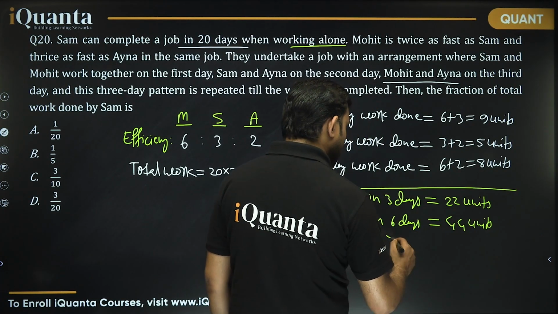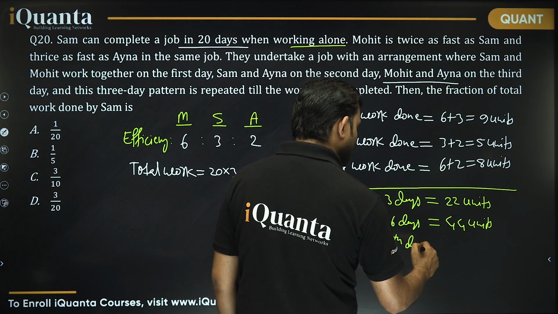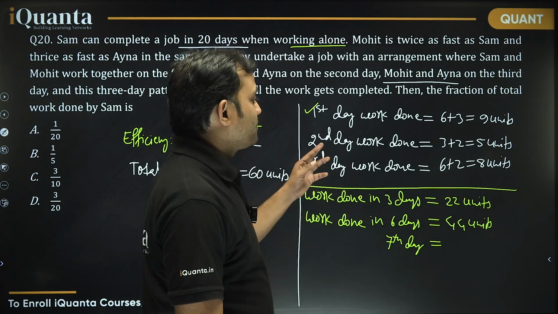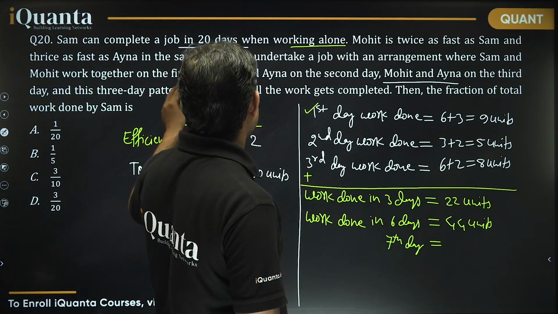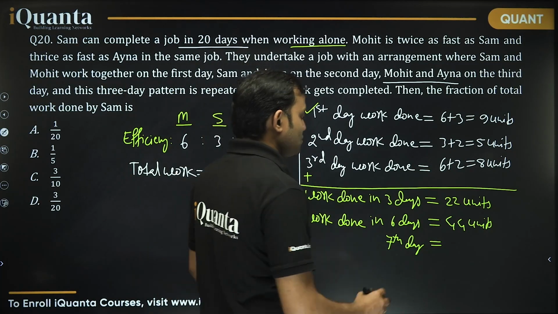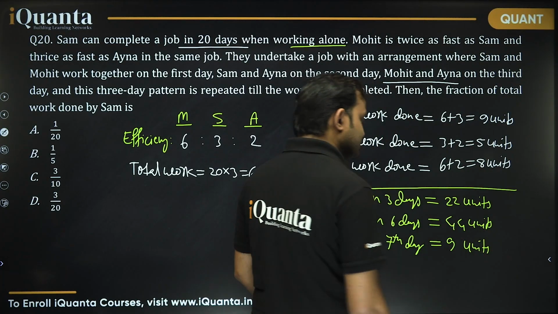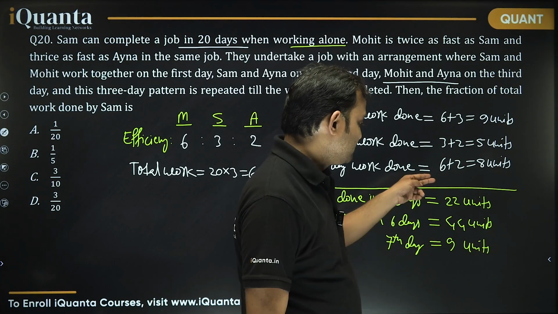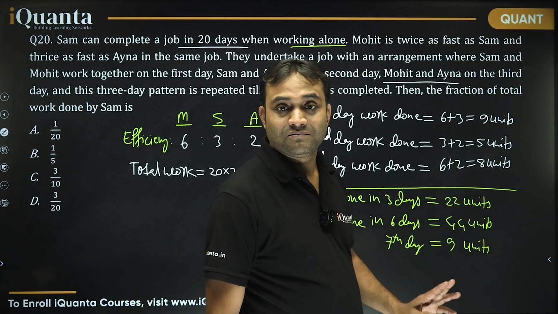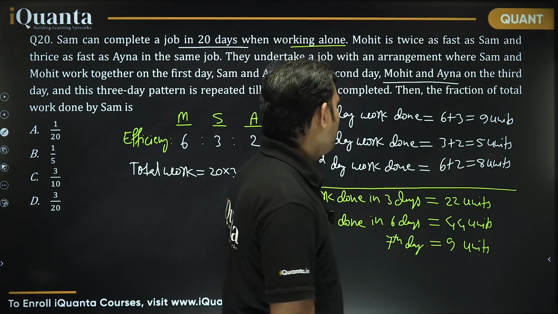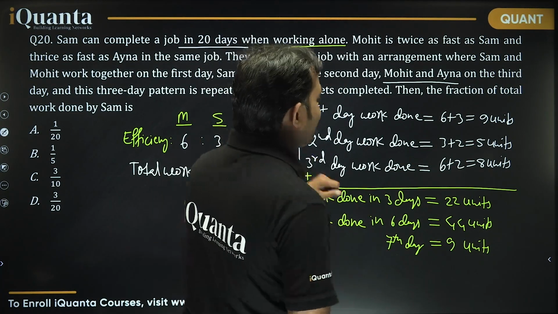And on the 7th day, what will be the work done on 7th day? So again, it will be the turn of these two, Mohit and Sam, right? So again, 9 units. Still, how much work is done? So 44 plus 9, 53, 7 units is left. Now on the second day, work is done by Sam and Aina, which is 5 units.